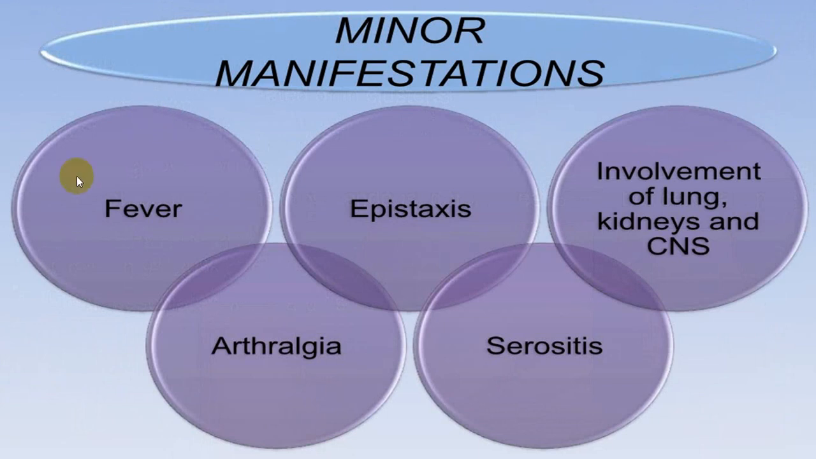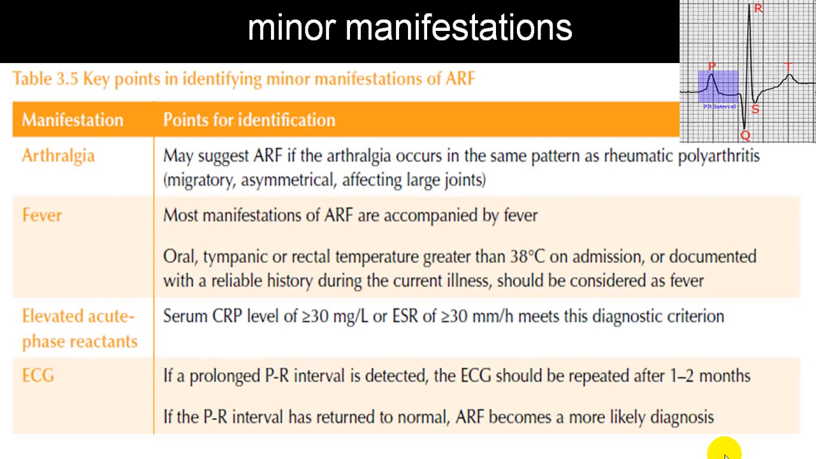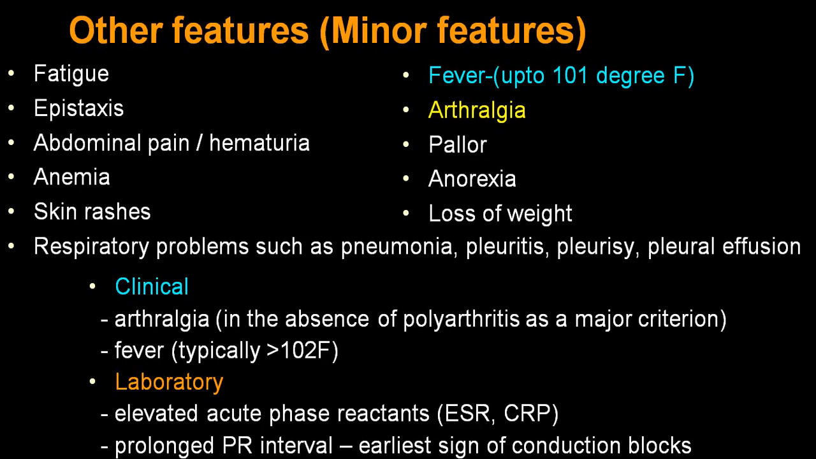In minor criteria, fever, arthralgia, occasionally epistaxis, involvement of the serous membrane, that is serositis, may involve lung, kidney, and brain, may be included in a minor criteria. So arthralgia, fever, elevated CRP, ESR is taken as a minor criteria, and ECG showing a PR prolongation may be seen. So these are some of the criteria which can be utilized as a minor criteria. So two major with one minor or one major with two minor are considered as positive.